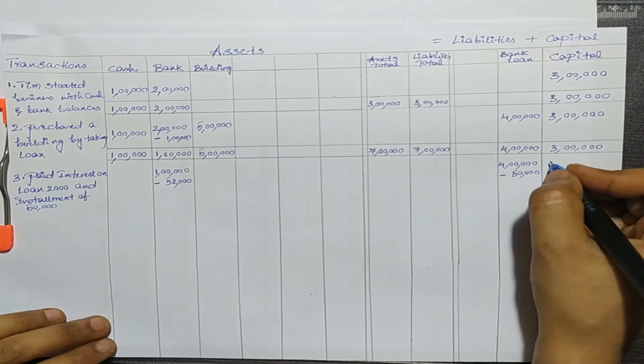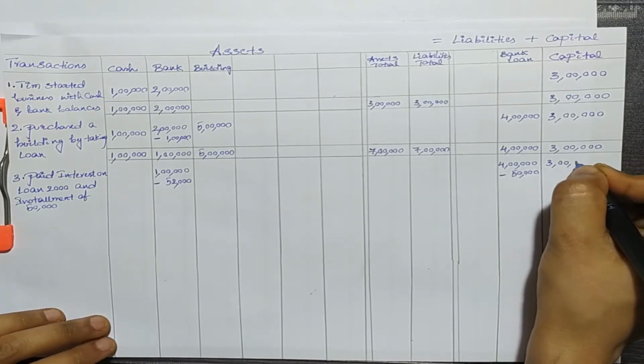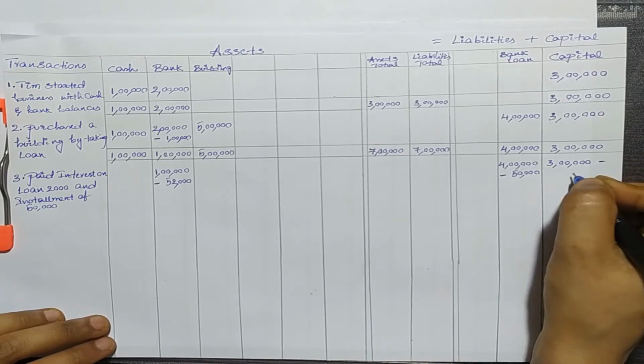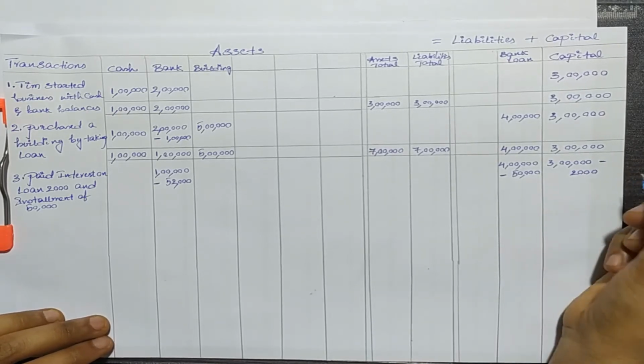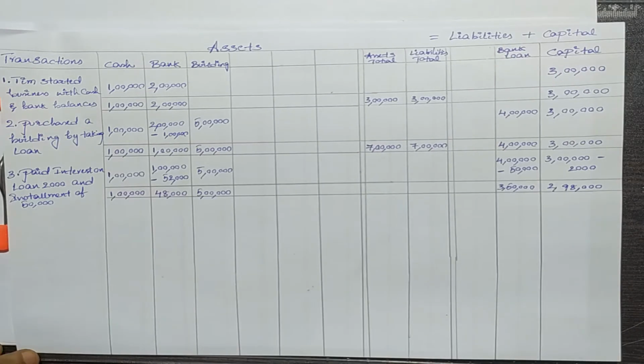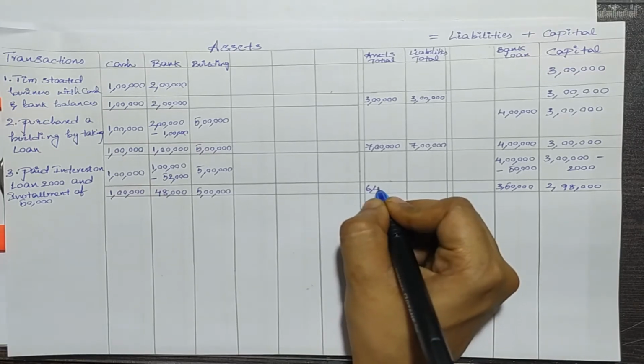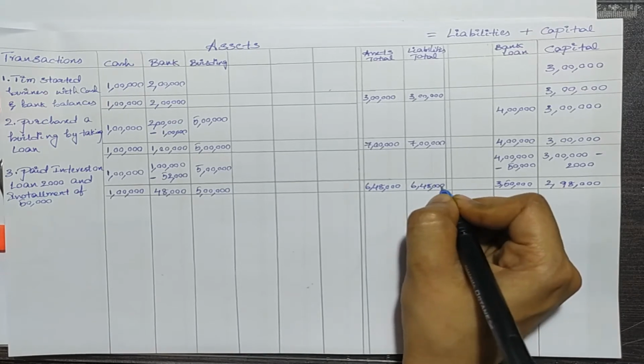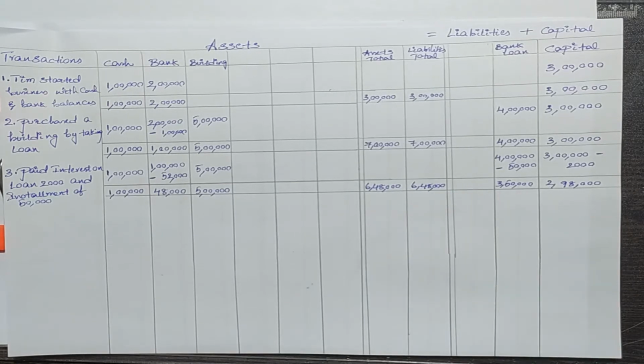Finally, we will deduct interest, that is 2,000, from capital because paying interest is an expense and we know that expense decreases capital. After deducting the amounts, the cash is 1 lakh, bank is 48,000, building is 5 lakh and the total assets is 6 lakh 48,000 and liabilities total is 6 lakh 48,000. And bank loan amount is 3 lakh 50,000 and capital is 2 lakh 98,000. Assets total is 6 lakh 48,000 and liabilities total is also 6 lakh 48,000.